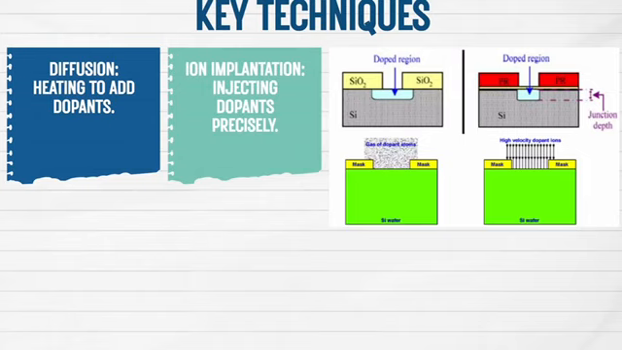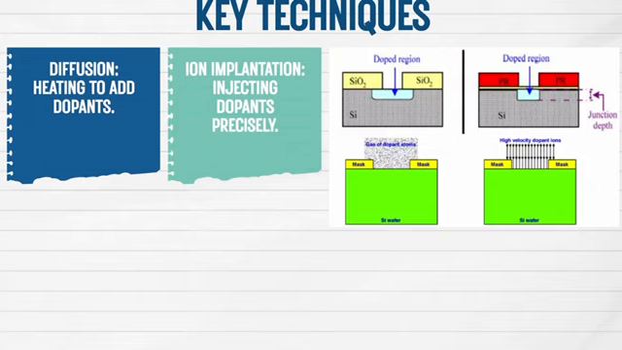So what are the advantages of diffusion? It is simple and widely used for surface doping. The application we can find is the formation of junctions in silicon wafers. The second one is ion implantation. Some of you may ask, what is ion implantation? It is basically injecting dopant precisely, in simple terms.